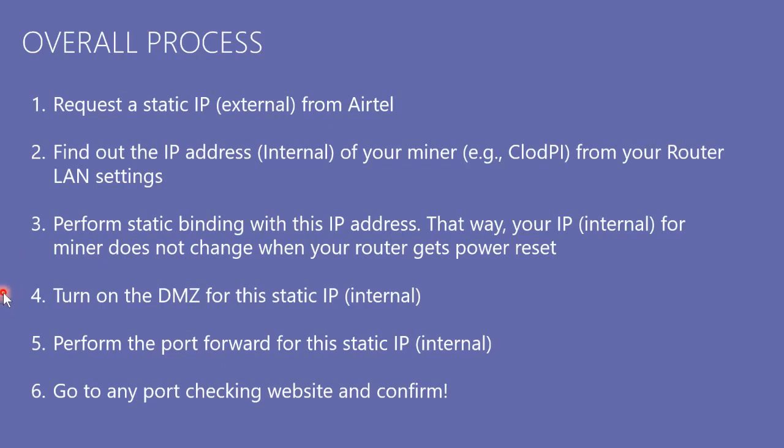As a fourth step, we will be turning on the DMZ setting for the respective static IP address of the miner. The fifth step will be to do the actual port forward. Again, we will do the port forward for the internal IP address only, which we have made static as per step number 3. It will always remain constant. So we will do the port forward on that internal IP address.